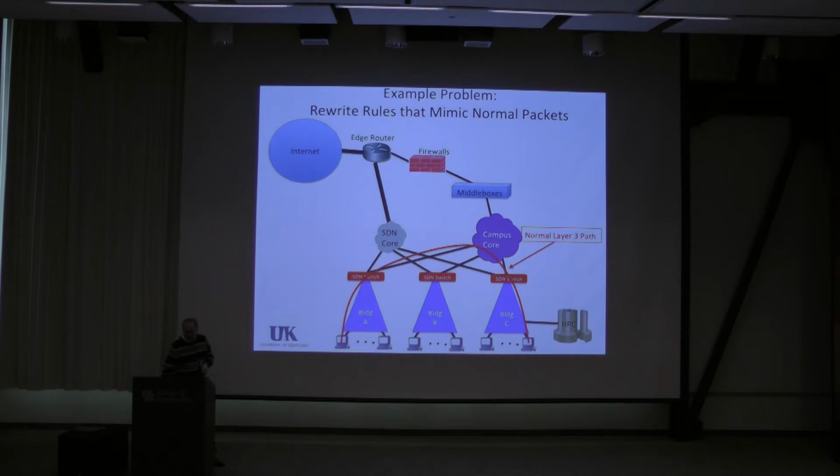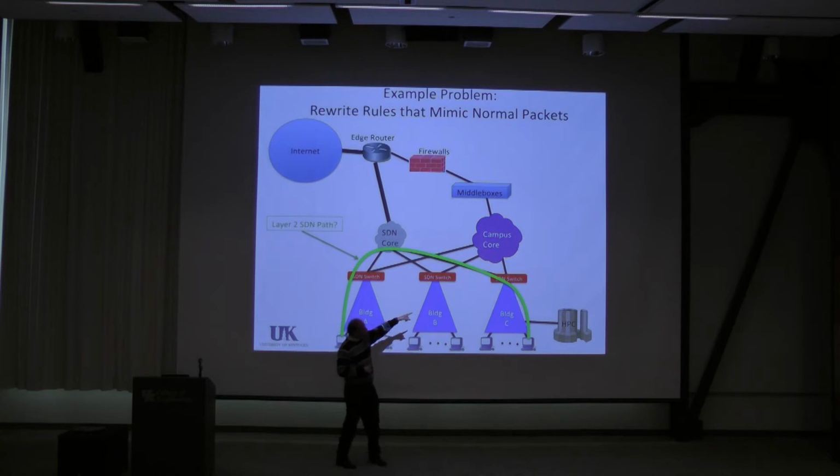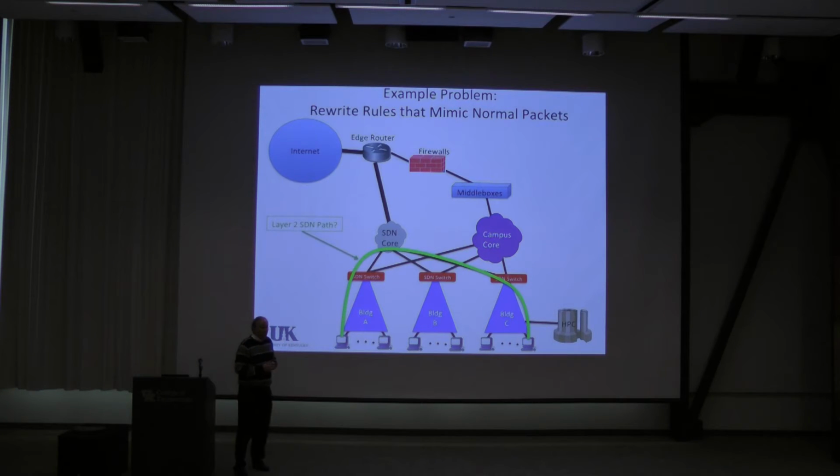Now, we can come along and say, you know what, we have an SDN path that's much better, much faster, and much higher speed, because these are newer routers with higher speed links. I can take a path that goes up to the SDN switch, hits the SDN core, shoots back down to the SDN switch in building C, and goes straight to the destination. The problem now is that I can insert rules along there that say forward, match this packet, forward, match this packet, forward.